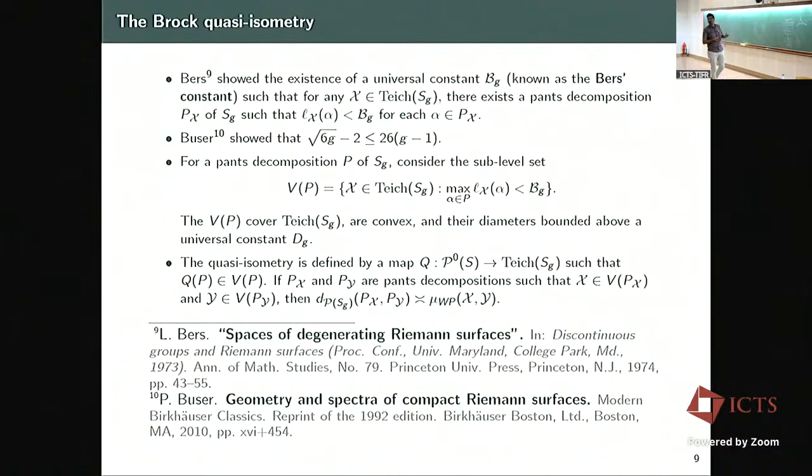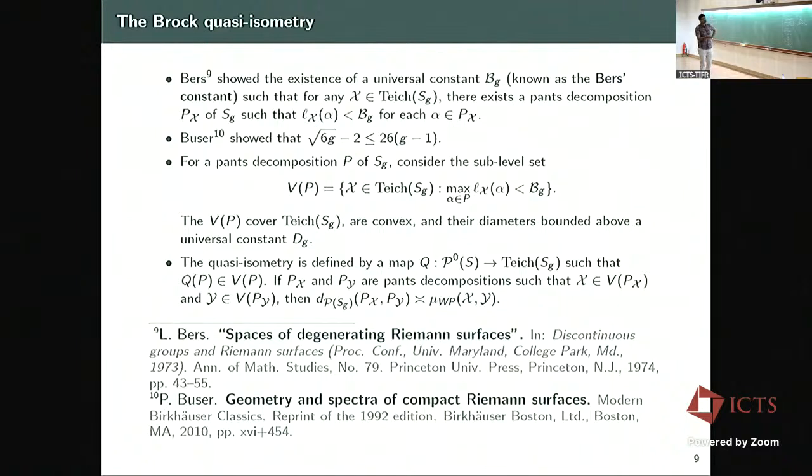So how do you define the quasi-isometry? It's pretty simple. You take a map Q from the vertex set of the Pants complex, that is the zero skeleton of the Pants complex, to the Teichmüller space, such that if you take Q of any P, you ensure that it goes into V of P. Right? That essentially captures the quasi-isometry.